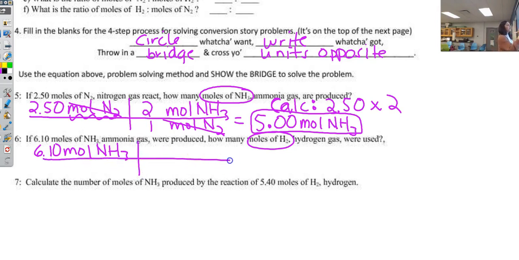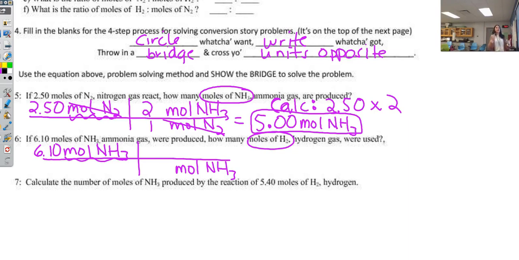Throw in a bridge and cross your units opposite, which means I'm going to cross all of this down here. Okay, let me take questions right now. Any questions on this part? Are you okay up to here? Are we okay? Yes? Thumbs up? We're okay up to here? So most of you got to this point.